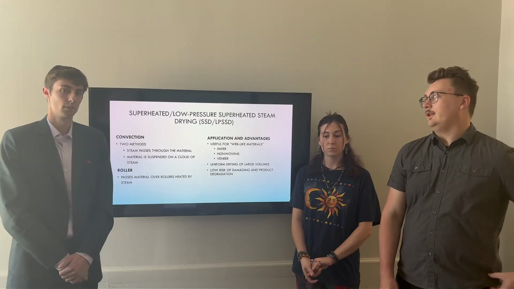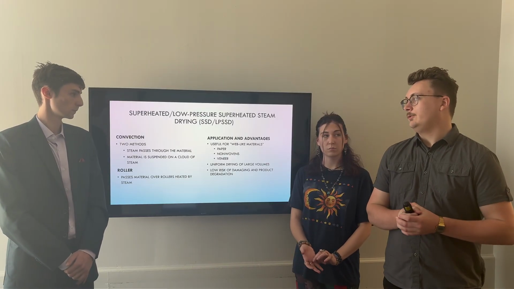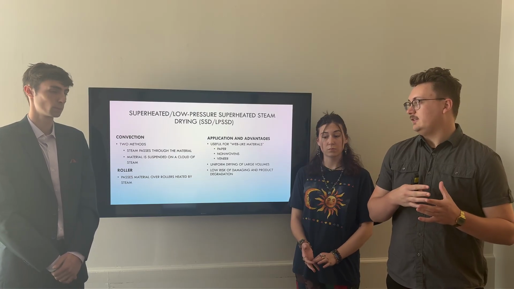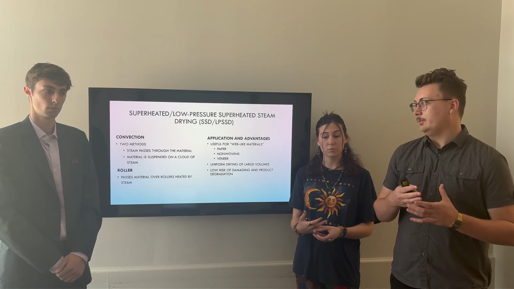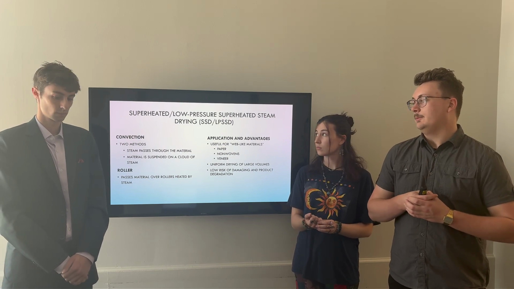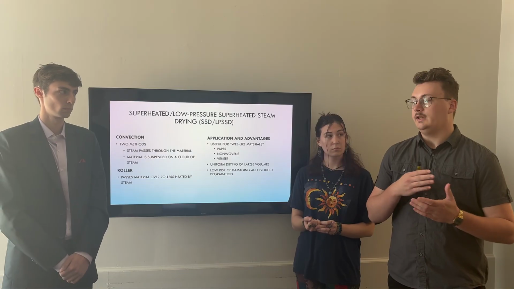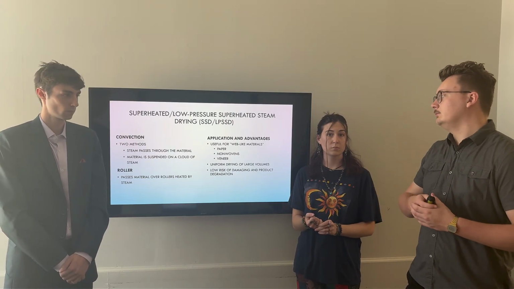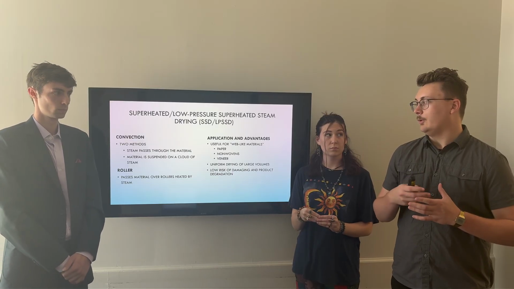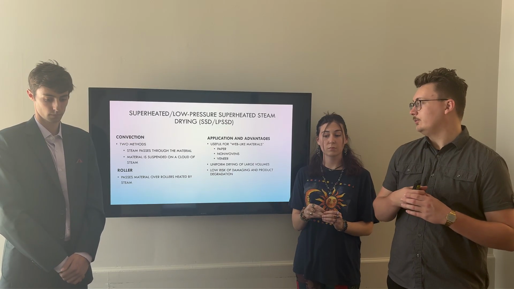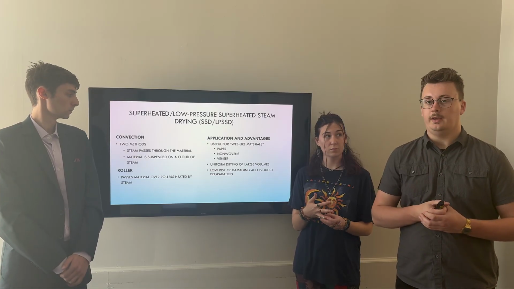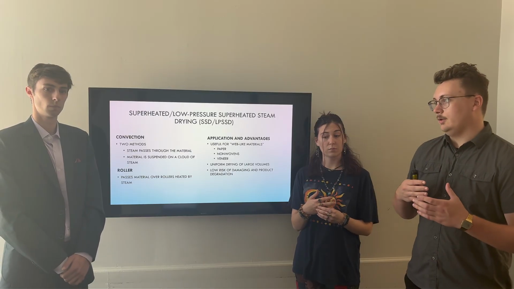So for superheated and low pressure superheated steam drying, we have two methods. One of them is convection. You can either let the steam pass through the material or let the material be suspended on a cloud of steam to dry it, as well as a roller method, which passes the material over rollers that are heated by the steam itself. It's useful for web-like materials, such as paper, nonwovens, and veneer, and it has a uniform drying of large volumes, as well as a low risk of damaging the product, as well as keeping the product pure without any degradation.